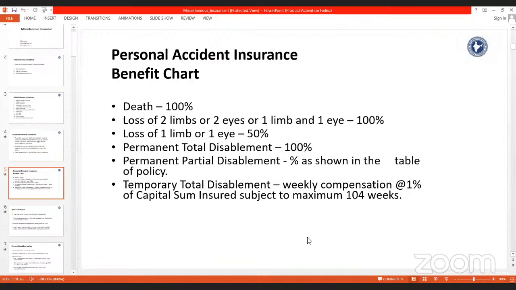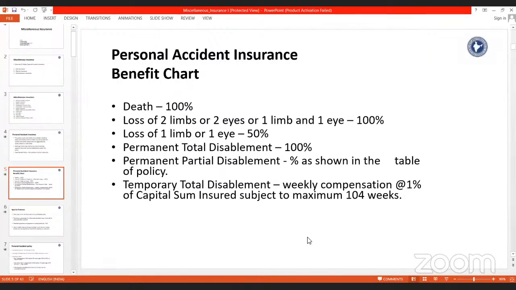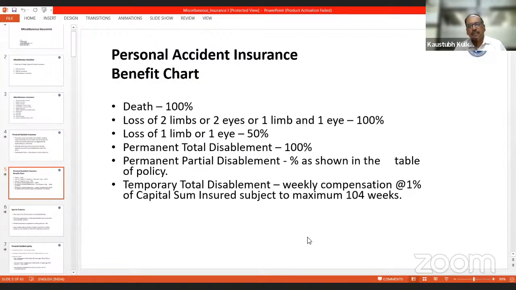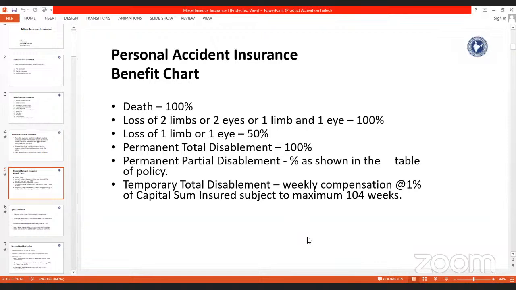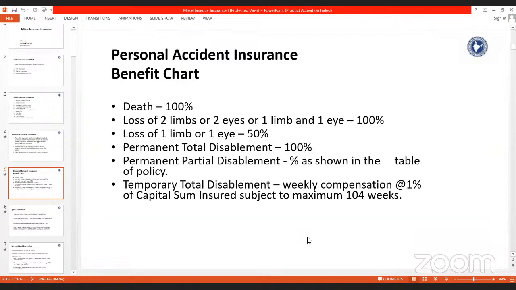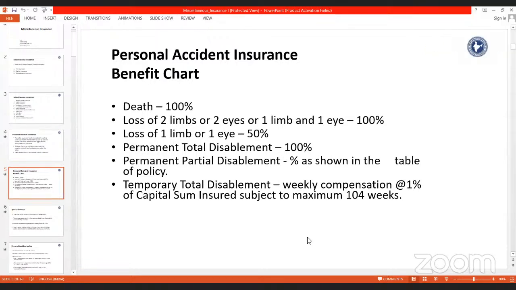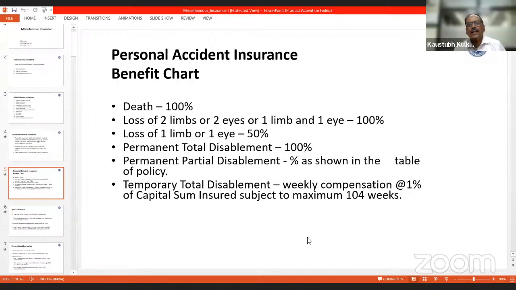So while arriving at the sum insured, we are taking the coverage of 6 years annual income. But this is not the fixed criteria. The criteria for arriving at the sum insured may differ. So accordingly, 1% of capital sum insured will be the weekly compensation benefit. When it comes to 100 weeks, if the capital sum insured is exhausted, then those 104 weeks will not come into the picture. In our answer in examination, our answer should be 104 weeks, though the claim will be payable up to 100 weeks, because the capital sum insured is going to exhaust. The ideal answer as per our books will be 104 weeks.